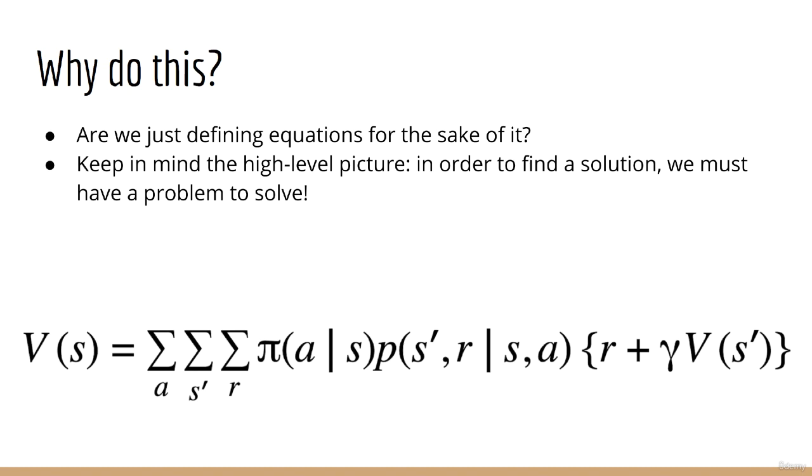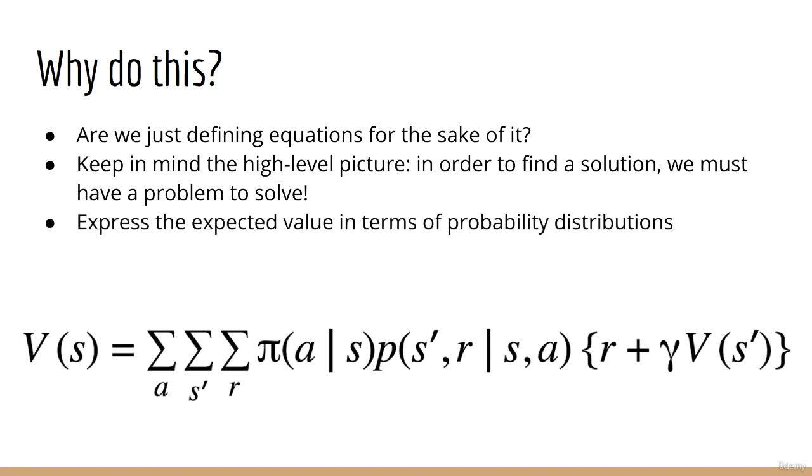The next step is to remember that the expected value is really just the weighted sum, where the weights are the probabilities. So if we write it out in full, this is what we get. This is the sum over all possible actions A, and the sum over all possible next states S prime, and the sum over all possible rewards R. Inside the sum, we have the probability of performing action A, given that we are in state S, multiplied by the probability of landing in the next state S prime and receiving the reward R. And then this is multiplied by the reward R plus gamma times V of S prime.